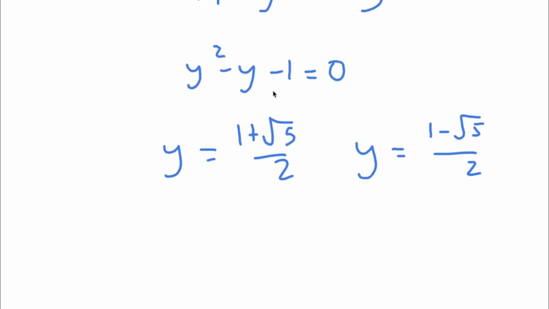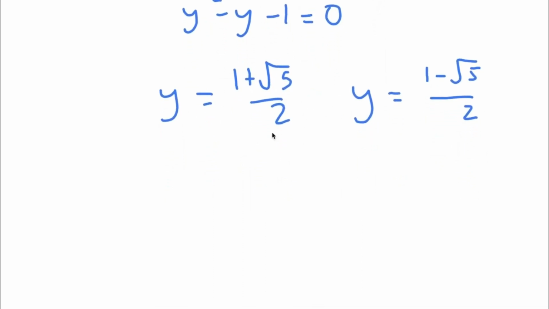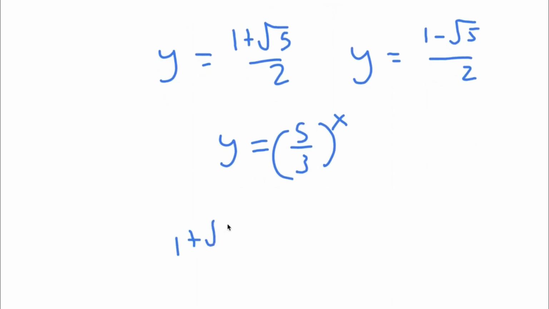And I'm not going to waste your time putting that in the quadratic formula, so I simply just wrote the solutions out. Now, remember how y is equal to (5 over 3) to the power of x. So now I have (1 plus the square root of 5) over 2 is equal to (5 over 3) to the power of x.